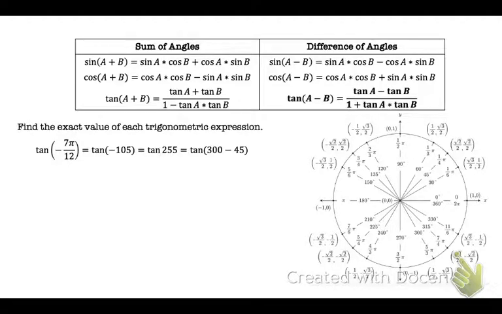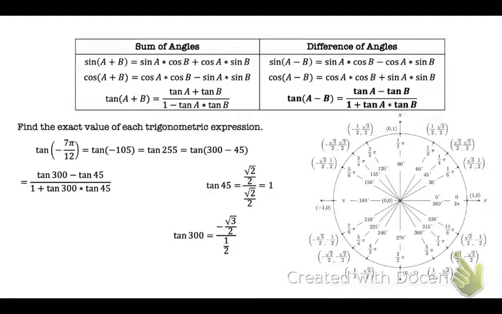So that's this right here. So I'm going to do tangent of 300 minus tangent of 45, and then 1 over tangent of 300 times tangent of 45. Tangent of 45 we've already figured out is 1. Tangent of 300 is negative 3 square root of 3 over 2 over 1 over 2, which is negative square root of 3 over 1, which is negative square root of 3.